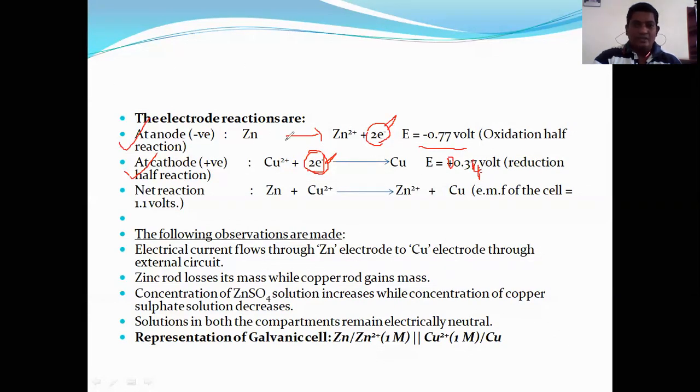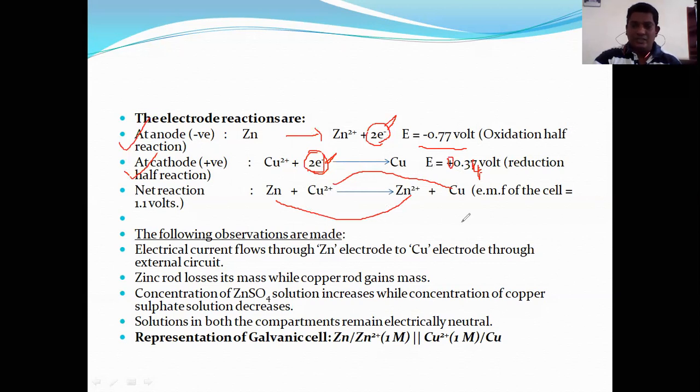Now, zinc is oxidized; the value is 0.76. Copper is reduced; the value is plus 0.34. Now we will see the net reaction. Zinc is combined with copper. Zn is converted to give Zn2+, and Cu2+ is converted to give Cu. Zn gives rise to Zn2+, Cu2+ gives rise to Cu.